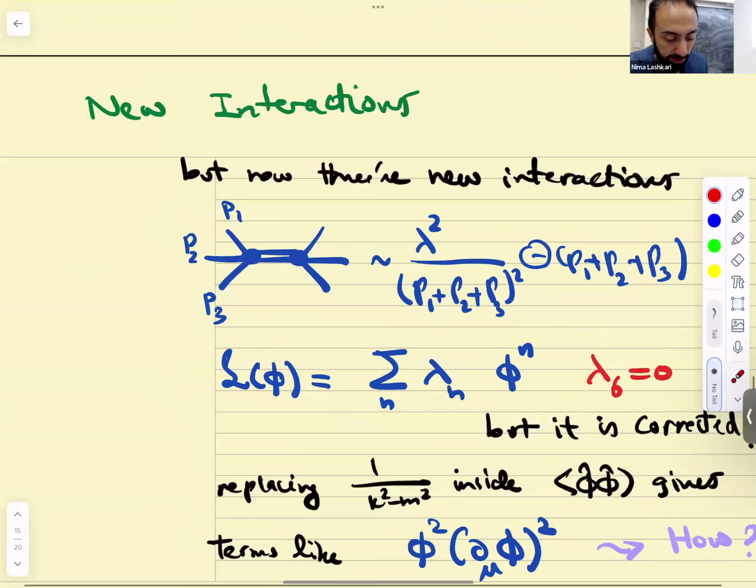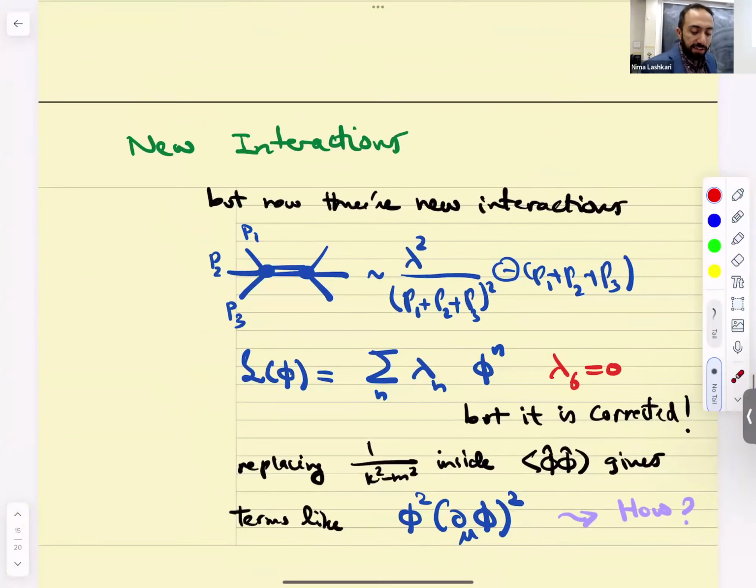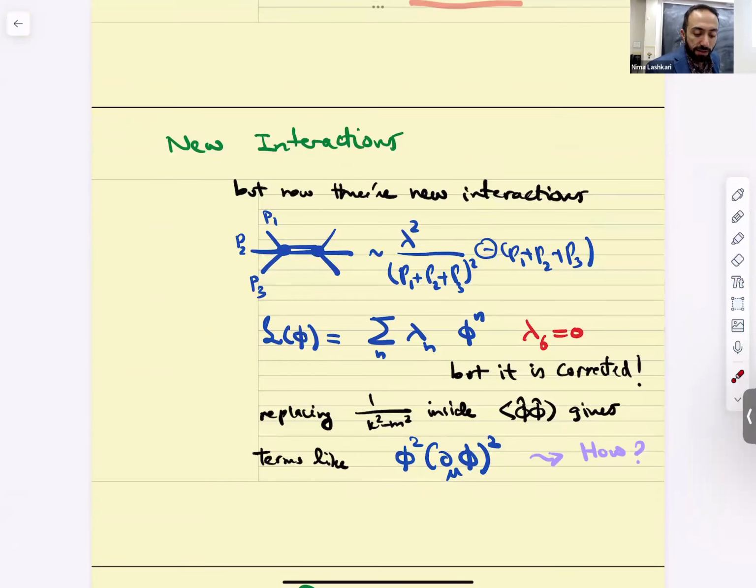Oops, what am I doing? All right. So this term is proportional to lambda squared. Oops. Okay, I'm not touching this. All right.